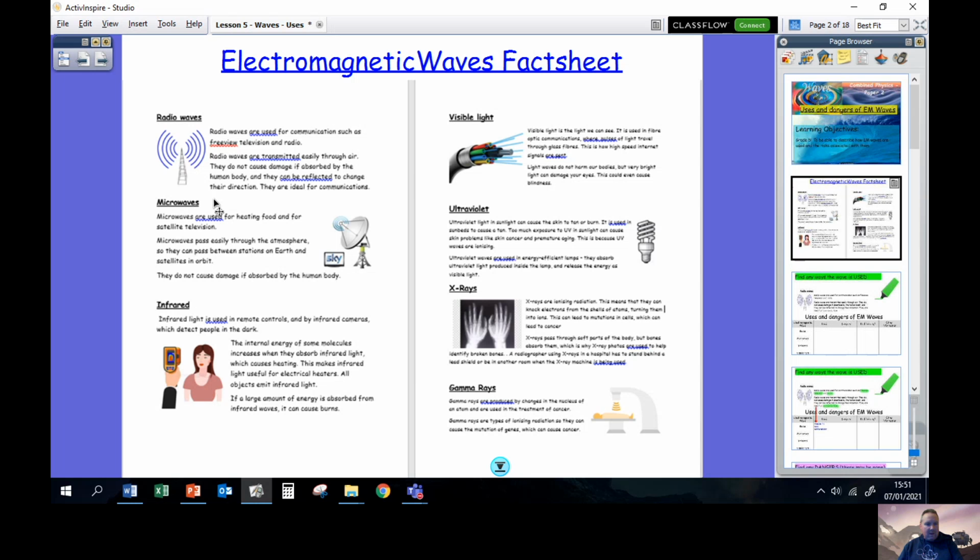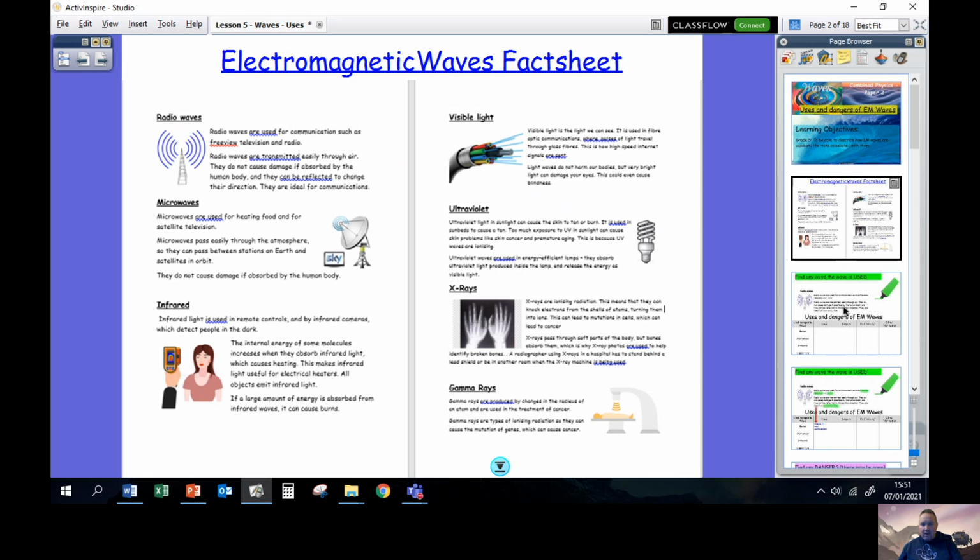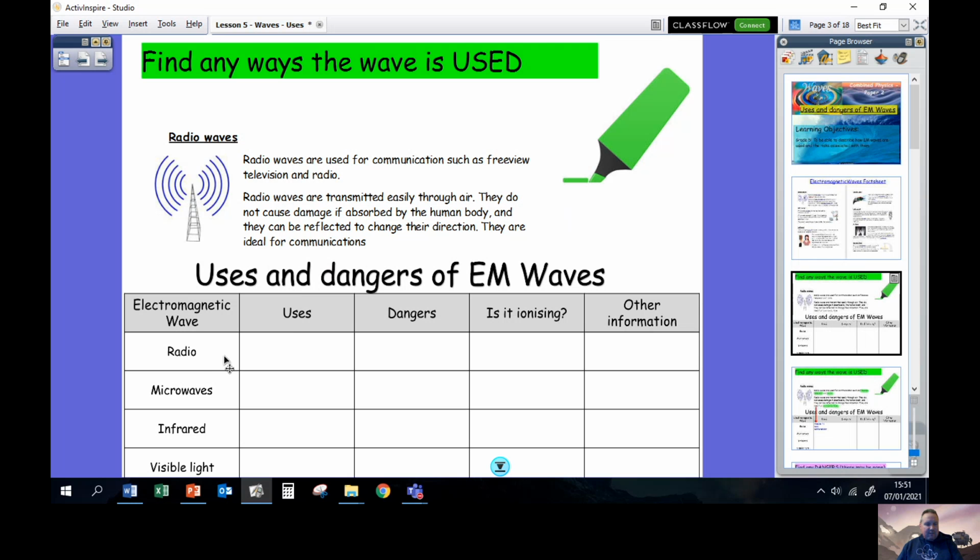We're going to go through the waves in order. You can see that the waves are listed down the side of the table. What I'm going to ask you to do is fill in one row at a time on your table. So let me show you how I would fill in the information about radio waves. Okay, so let's have a look. I can see the first part of my sheet is where I'm going to list the uses, so anything that people use radio waves for.